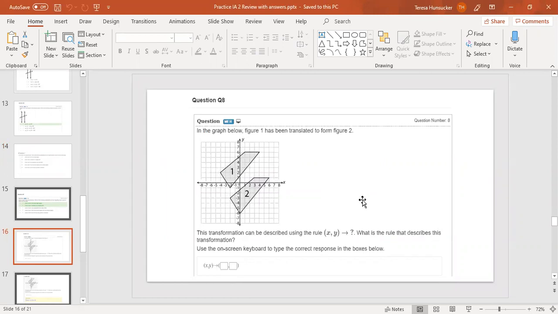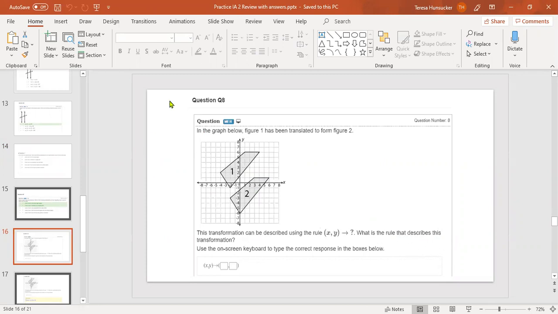Okay, question 8. In the graph below, figure 1 has been translated to form figure 2. The transformation can be described using the rule, the point x, y maps onto question mark. What is the rule that describes this transformation? Use the on-screen keyboard to type the correct response.